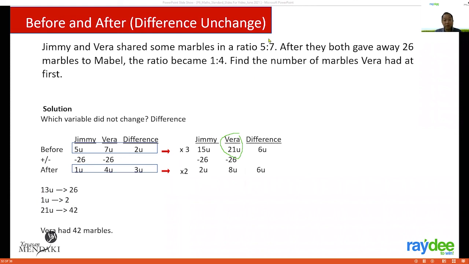It is derived from this ratio table. So you cannot use this number, you've got to use this number. The 2 here is derived from this table, so we don't use back the old table. You now have the new table. All right? So Vera had 42.